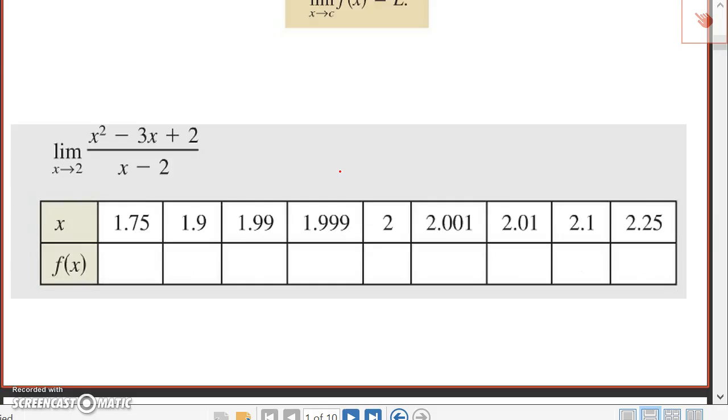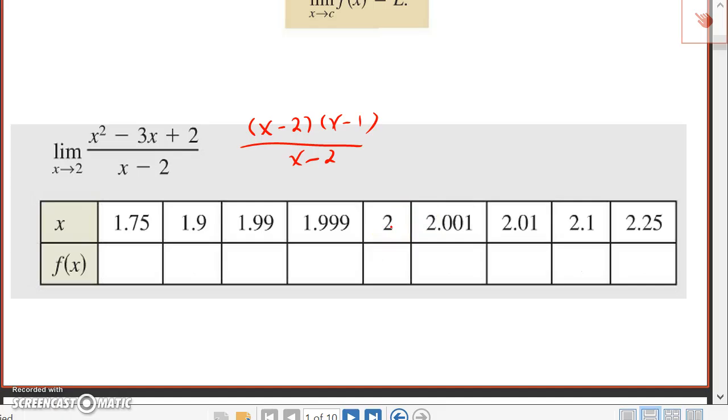So if we have this function here, the limit of (x squared minus 3x plus 2) over (x minus 2) as x approaches 2, then we can either graph this and look at it from the graph, or we can find our solution numerically. One thing to note here is that there's a hole in this graph, because if we factor x squared minus 3x plus 2, that gives us (x minus 2)(x minus 1) over (x minus 2), and the x minus 2's cancel, so that tells me there's a hole at 2.